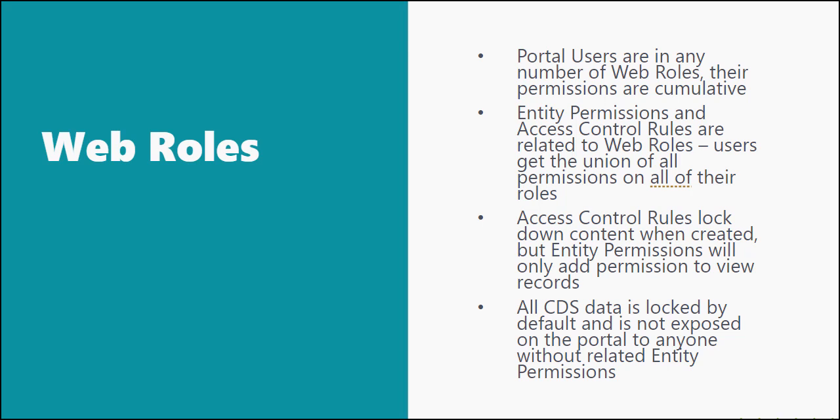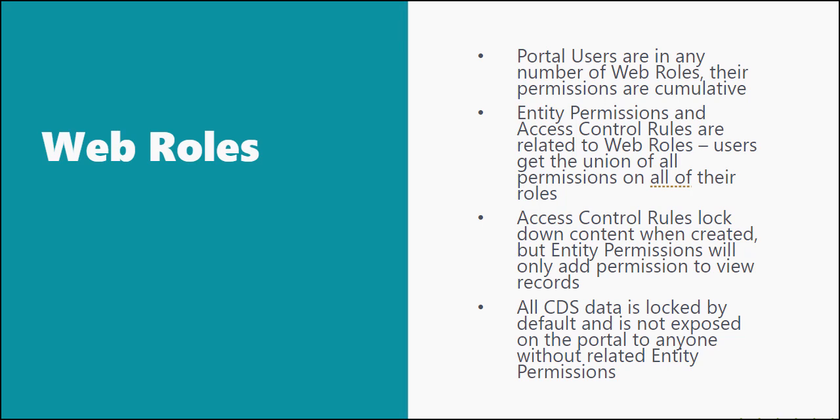So those contact records in turn may have any number of web roles associated to them. And the permissions that those users are going to have is essentially the union, the combined cumulative total of all the permissions for all the web roles that are assigned to them. So in other words, web roles never really take away access. They never take away your privileges. They only add them. So the more web roles that a user has, the more access they're going to have.